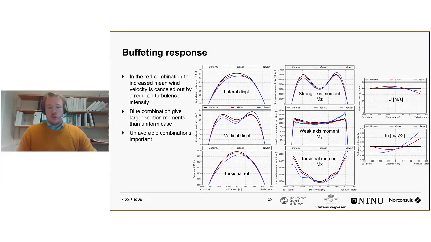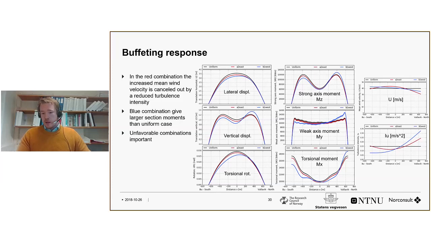So looking at a few chosen non-uniform profiles that we have simulated, we can see that for the red wind profiles, all response quantities, this is extreme responses along the bridge span. So for all response quantities, the red combination is showing a lower response than the uniform situation. And this is an indication of a canceling out effect between the opposite trends of the mean wind velocity and the turbulence profiles.